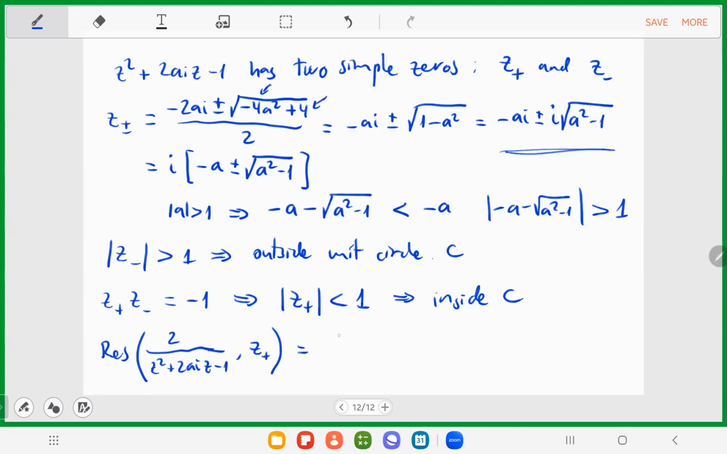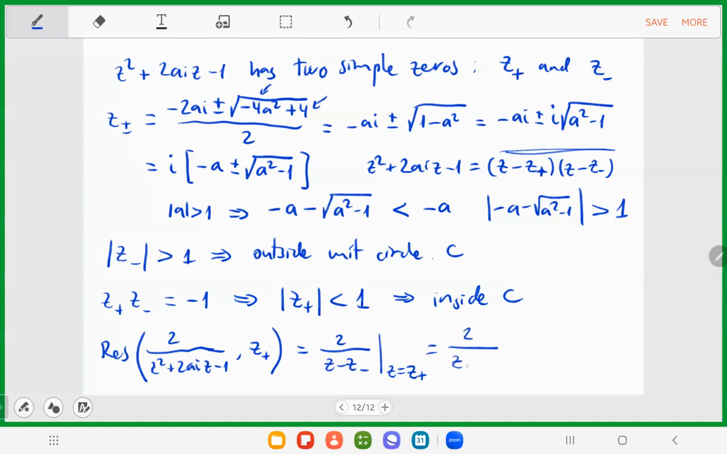So we know this would be 2 divided by... well, if you remember how to factorize, you will notice that this polynomial z squared plus 2aiz minus 1 should be the same as z minus z plus times z minus z minus, right? It's the factorization of this polynomial. So for the simple pole method in this case, this will be just 2 divided by z minus the other singular point evaluated at z plus. In other words, it will be 2 divided by z plus minus z minus. Okay, and we can just take the definitions from here.